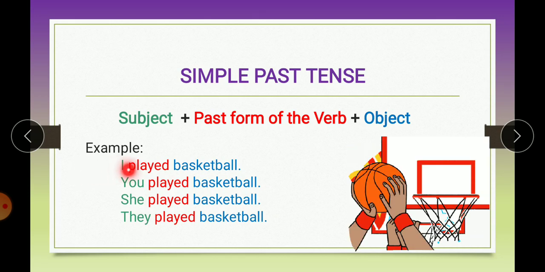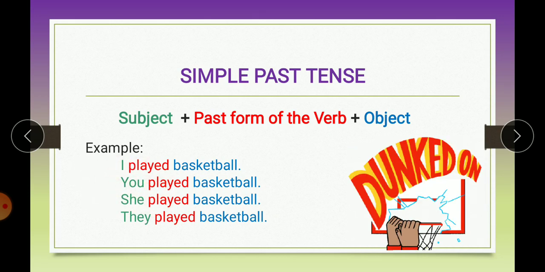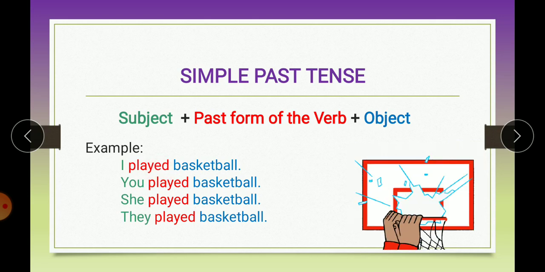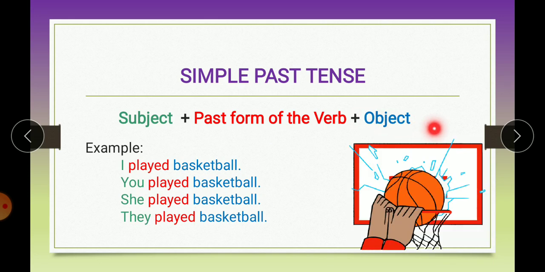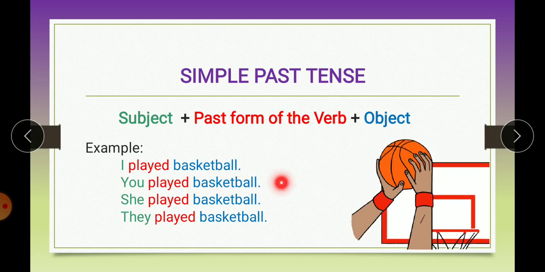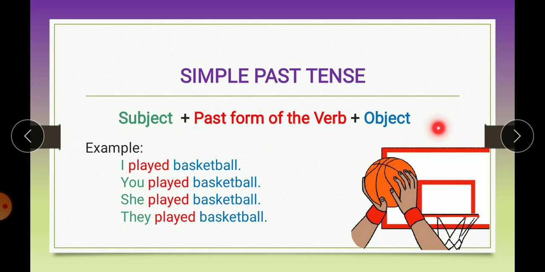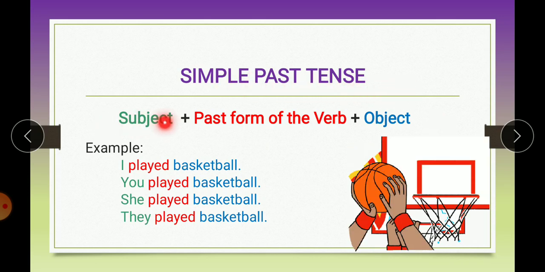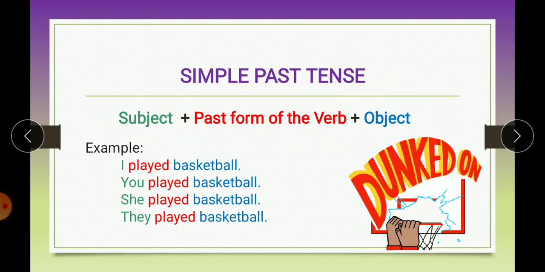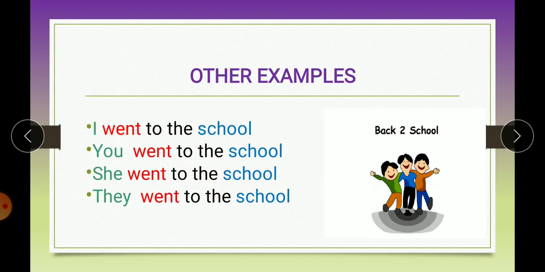So whether it is I, you, she, they, that means first person, second person or third person, whatever it is, we are using past form of the verb, followed by an object, that is in this case basketball. So this is the sentence framing in simple past tense: subject plus past form of the verb plus object.